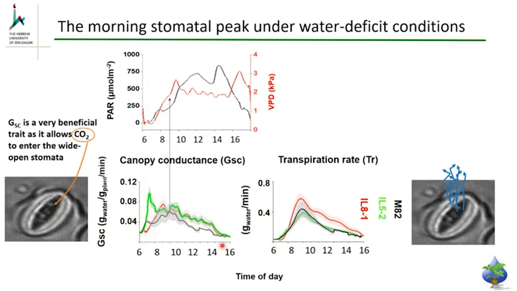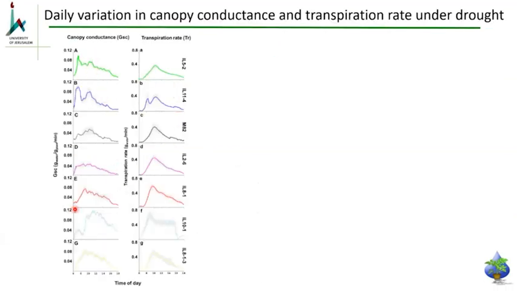Wider stomatal conductance, at the same time lower water loss, because of the different time of the day and the different VPD. The VPD, as I told you before, this is the demand. This is what actually pulls the water out of the plant. So of course we compare all the plants simultaneously.